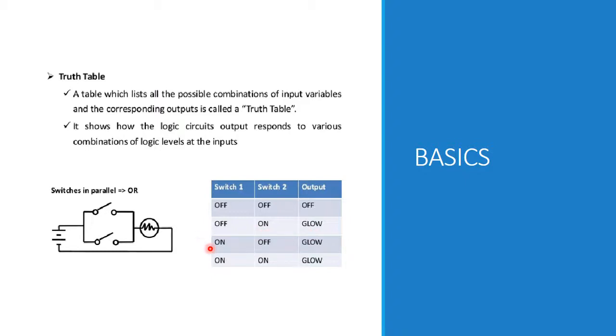Then the third case is switch 1 is on and switch 2 is off. Then again the circuit will be completed and the bulb will glow. Now the fourth case in which both the switches are on, so in this case the bulb will also glow.